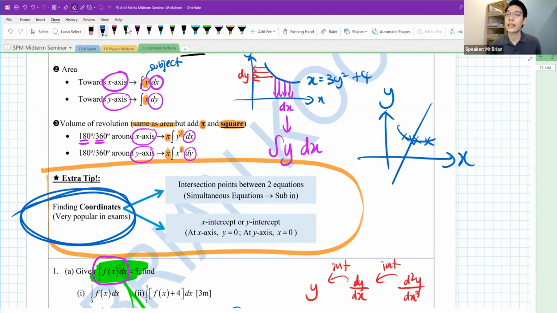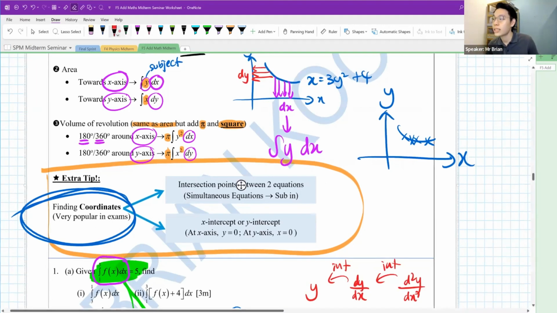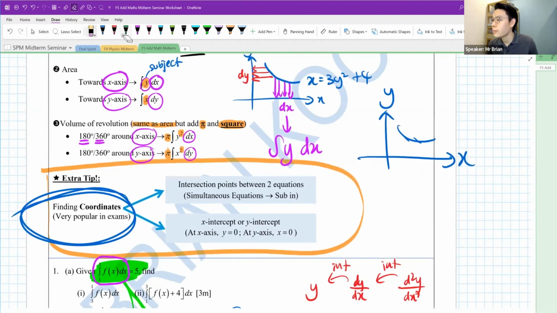You need to know the coordinates in order to know from where to where you are integrating. You need to know where this curve and this line intersect, because maybe the area in front here is a triangle and behind here I need to integrate. So the coordinates are useful for me to know where to where I need to integrate. Or maybe they help me find the area of this triangle, since I know the base and the height. So, two very important ones.